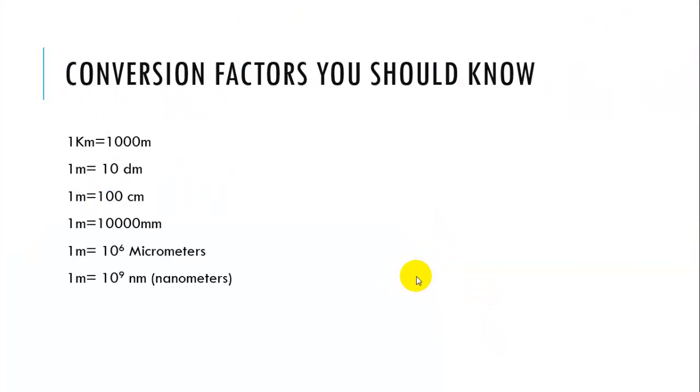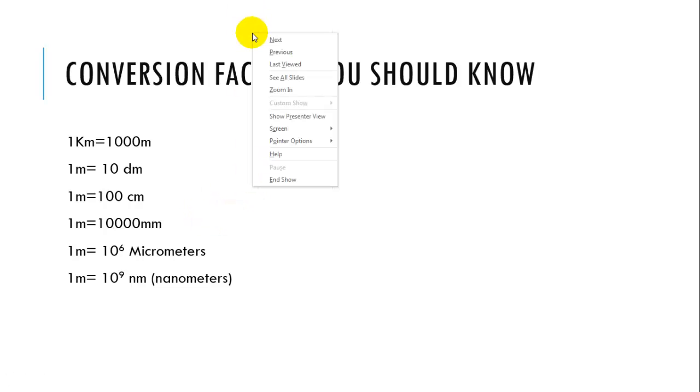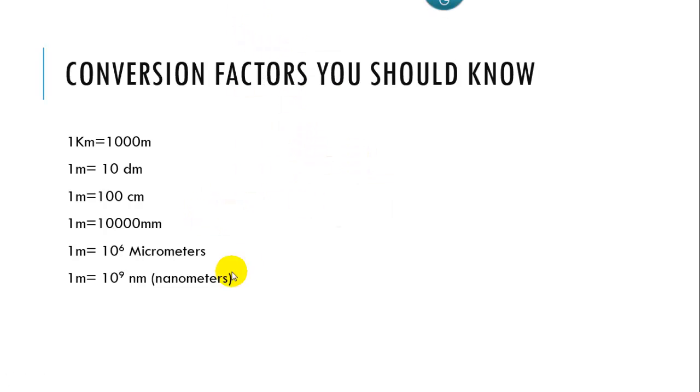So these are the conversion factors you need to know. These first ones here you're going to be familiar with. What you might not be familiar with is 1 meter is 10 to the 6 micrometers. The symbol for micro is this, a Greek letter of the alphabet, mu. So when you see this, that's a micrometer. There's 1 million micrometers in a meter. There's 1 billion, 10 to the 9th nanometers in a meter. These are the ones that you may not be familiar with.